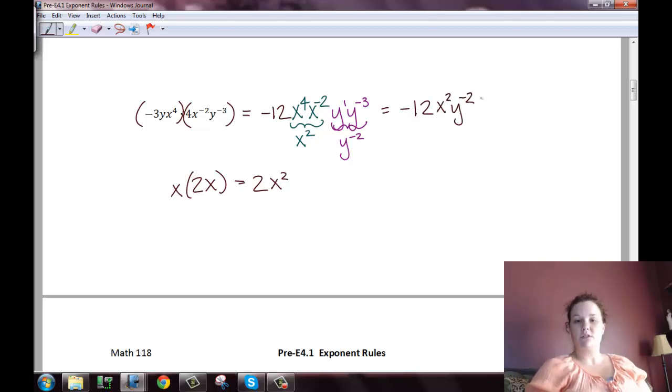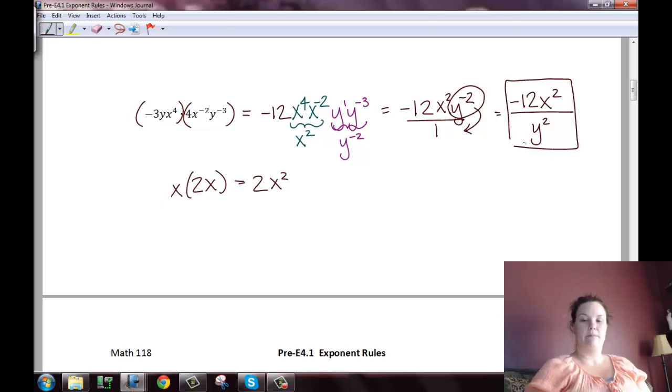And then remember, our instructions said that we have to write our answer with positive exponents only. So here my fraction line, notice, is under here because I don't really have a fraction. And then I need to move the base that has the negative exponent across the fraction line, which means I need to move my y to the negative 2 down so that it will become y to the positive 2. And I still have negative 12x squared on top. Okay, let's look at a few more.